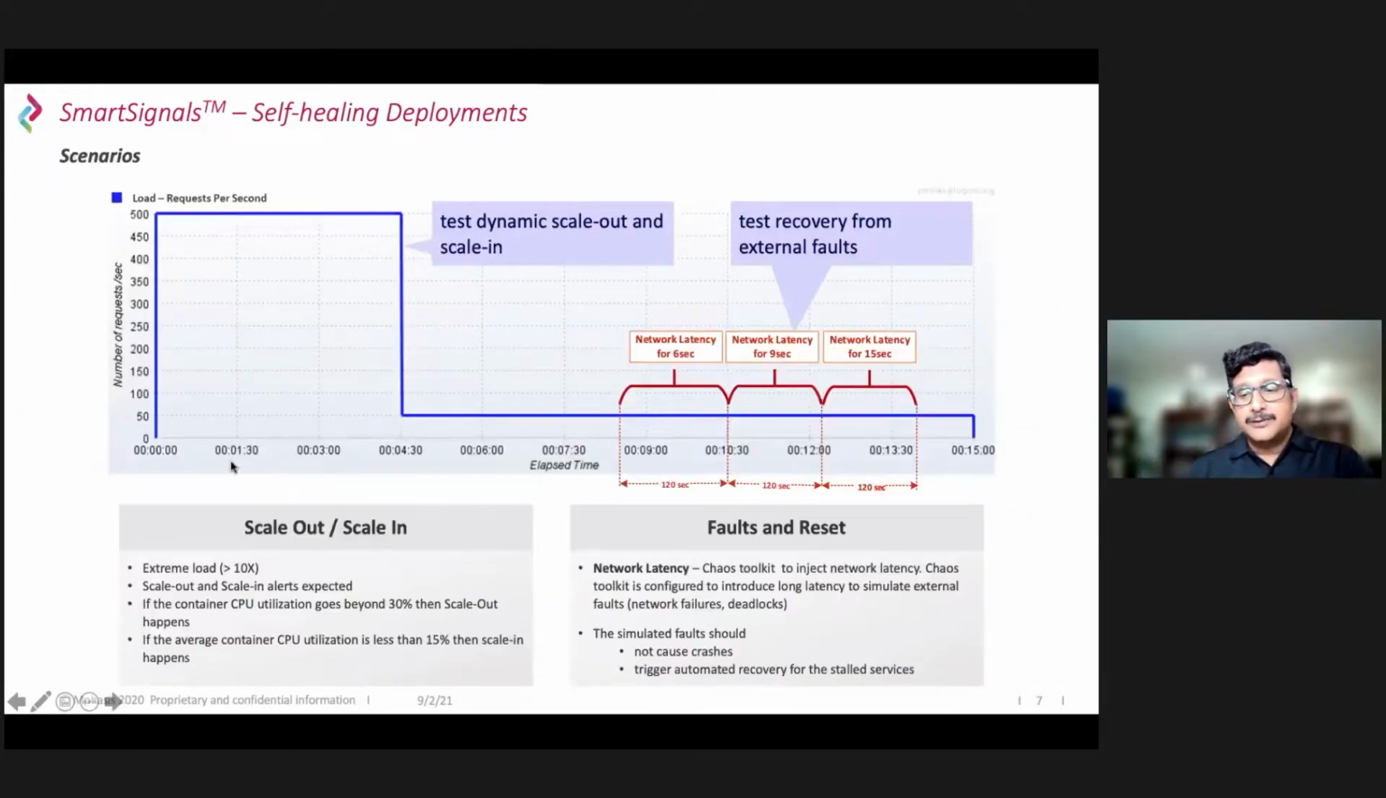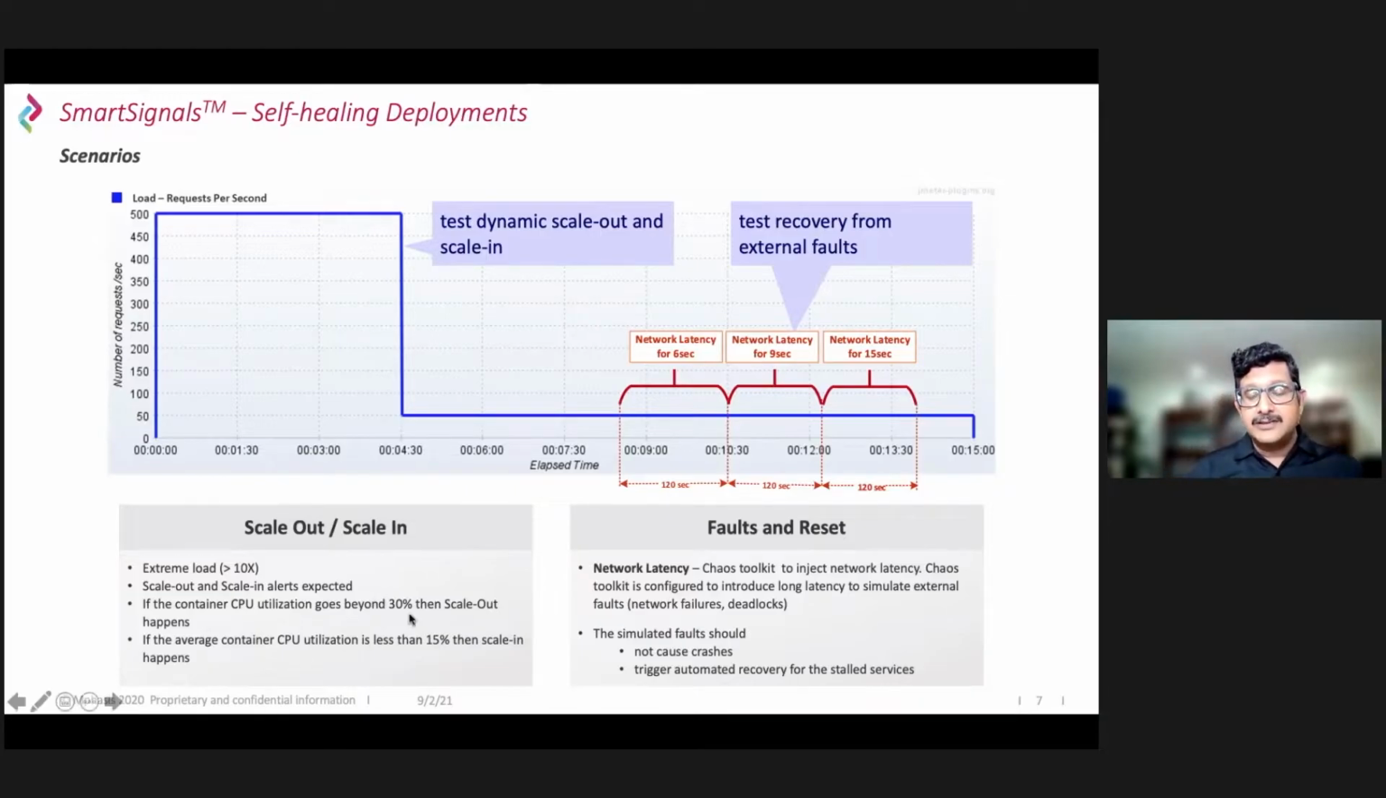So here are two scenarios which we are going to take you through. One is an extreme load. This is an unexpected load that came in, 10 times what is typically expected during that time. At this time, we want to scale out. This could be a signal which we can capture, and then we can scale out. And when the load goes down and the CPU utilization goes down, then we can scale in.